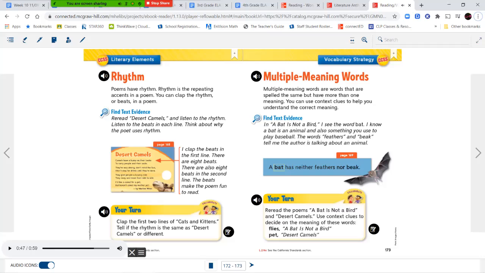By Martine Wren. I clap the beats in the first line. There are 8 beats. There are also 8 beats in the second line. The beats make the poem fun to read.